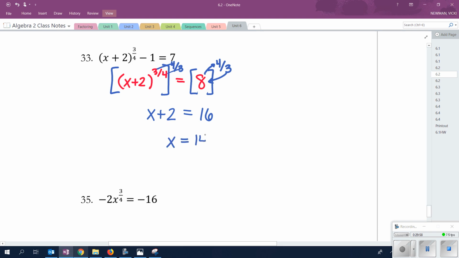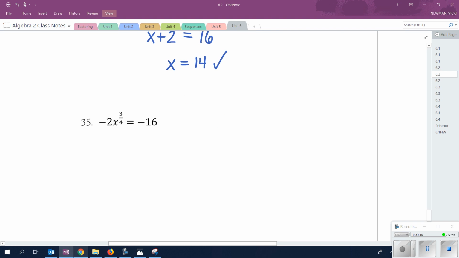Solve for x. So type it in, see that it works. So go to your calculator, in parentheses, 14 plus 2, raised to the 3/4, minus 1. Make sure you arrow out of the exponent when you do the minus 1. Make sure it says 7. Does it check? Okay.